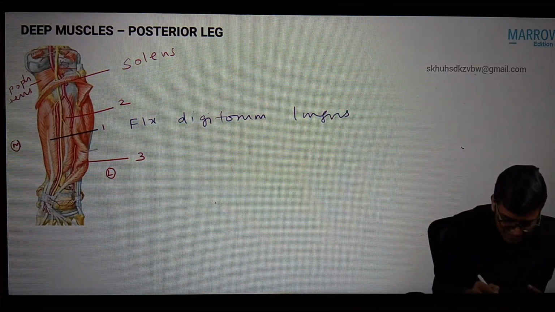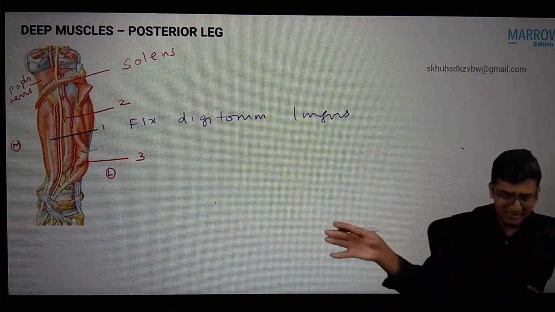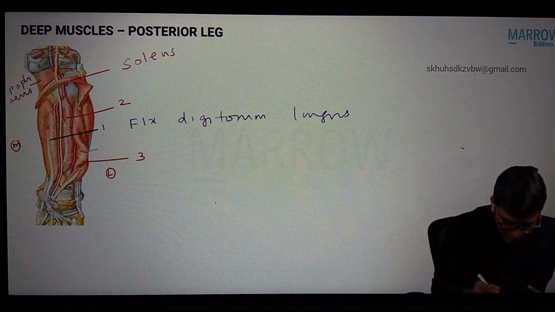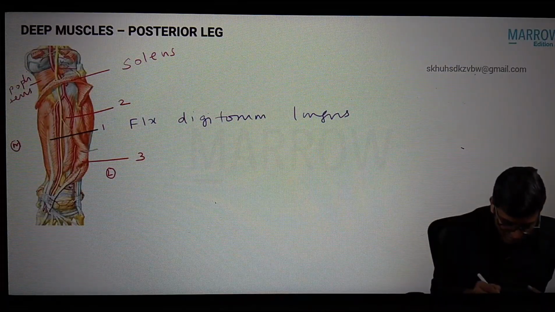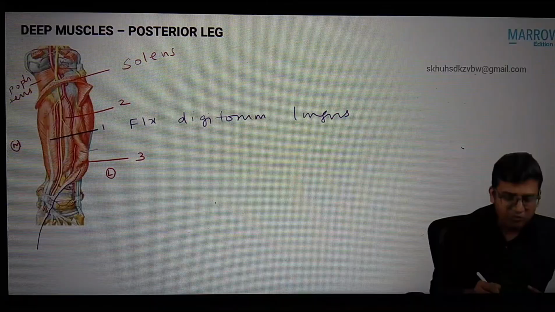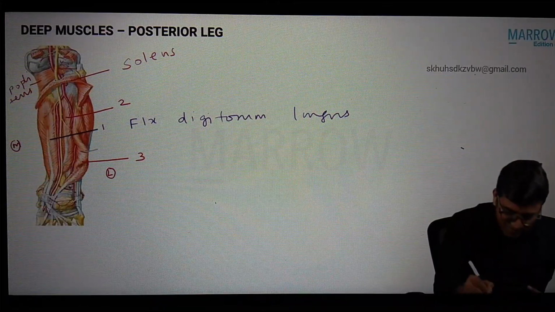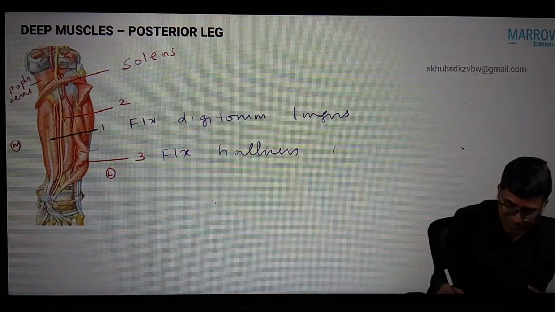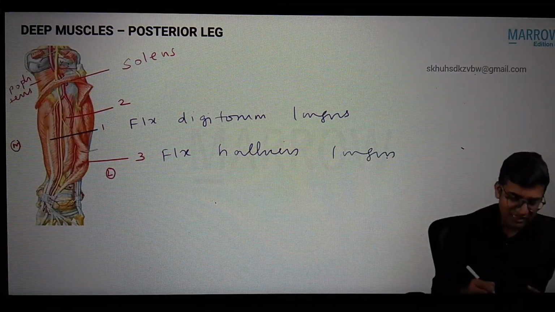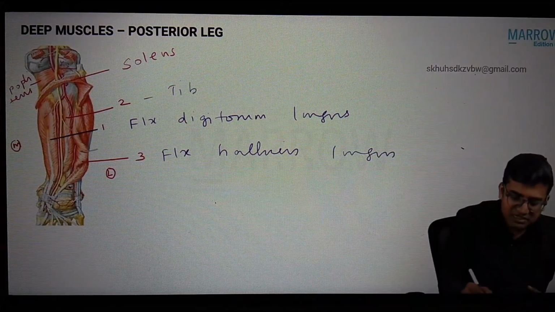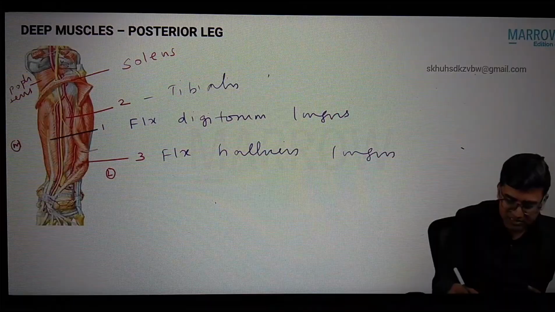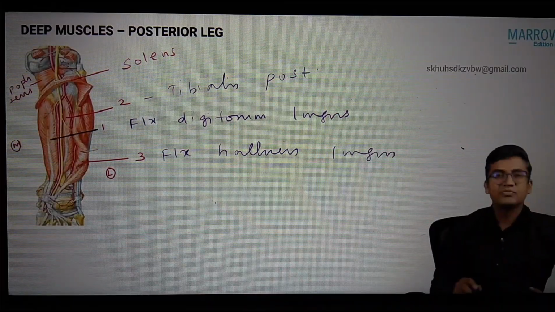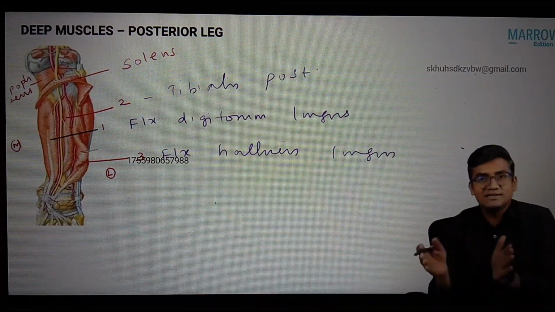Flexor digitorum longus. And see the third muscle. The third muscle is coming more from the lateral side, and it is passing below the retinaculum band and going like this, going to the great toe. So, that means number 3 is our flexor hallucis longus. And number 2 is tibialis posterior. Tibialis posterior.